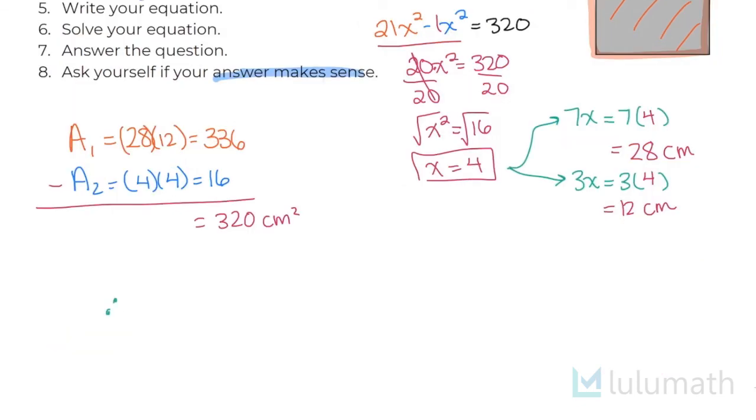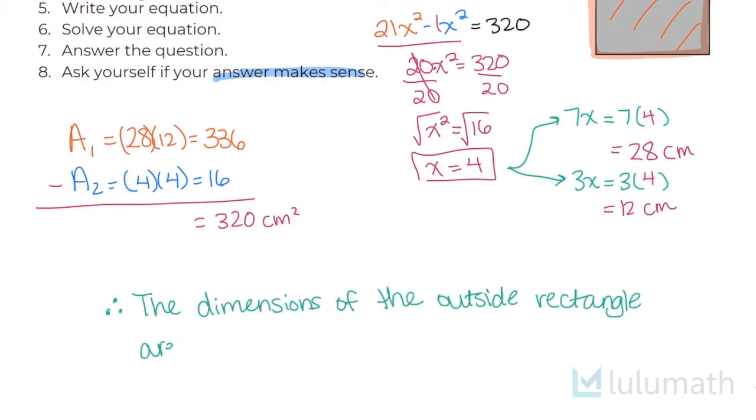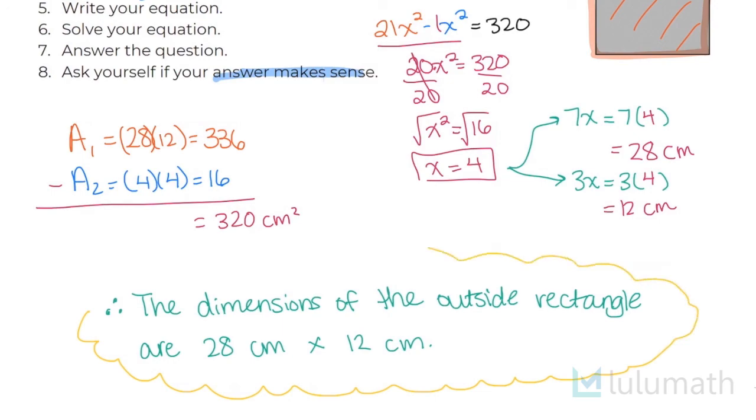Awesome. So we can say, therefore, the dimensions of the outside rectangle are 28 centimeters by 12 centimeters. And that's it for this question, as well as this video.